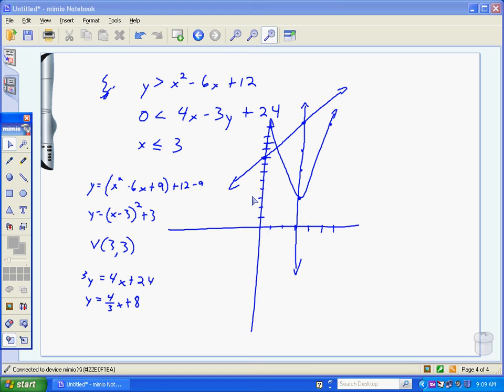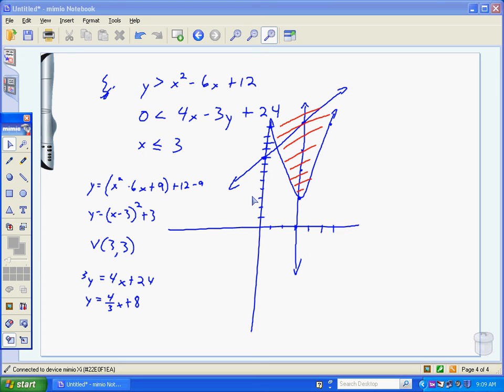Now we've got to check some points here. I'll pull out some color. So what point do you want to check? Yeah, let's check 0, 0 for all of them. On the parabola, if I plug 0, 0 in, I'm checking the outside of the parabola. When I plug that in, I get 0. Is that greater than 12? No. So we just checked the outside, and that's not true. So I'm going to shade inside here, like so.